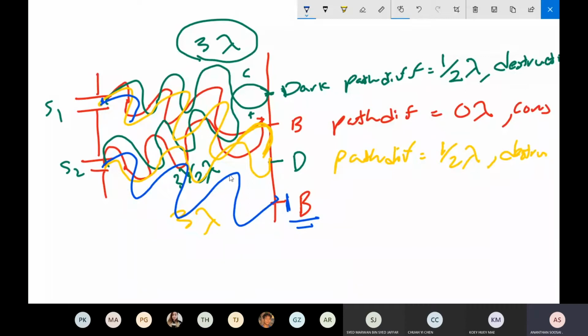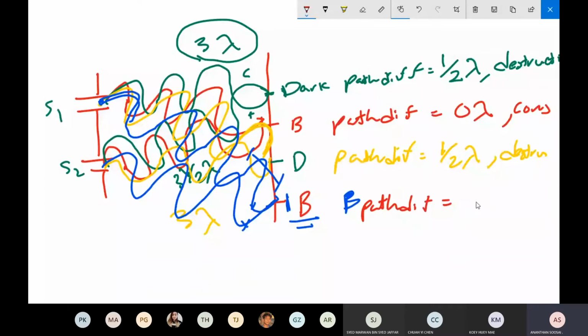Should be more, right? Because S1 is further away, and S2 is quite close to this spot. So how many lambda should S1 travel? For the first bright, it should travel 1, 2, 3, plus another extra 1 lambda so that the crest meets with crest and it becomes a bright spot. So the path difference for this bright will be 1 lambda.